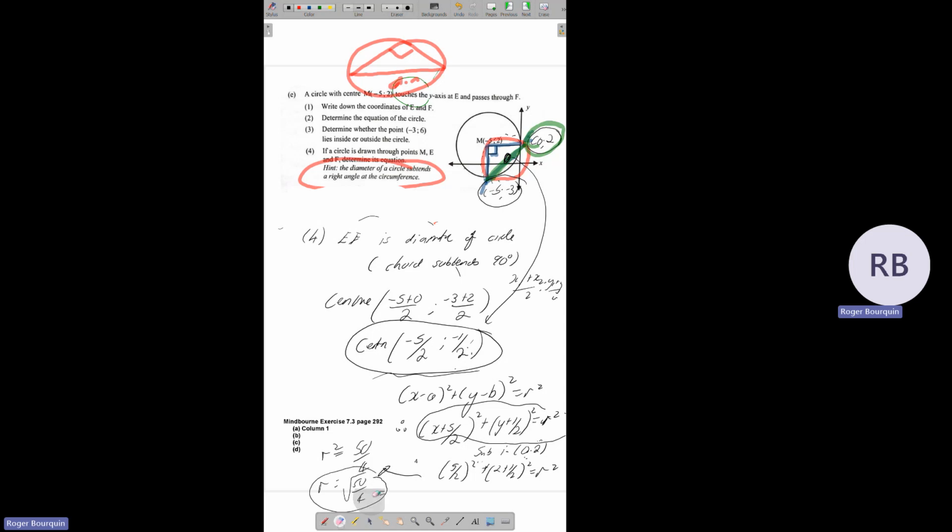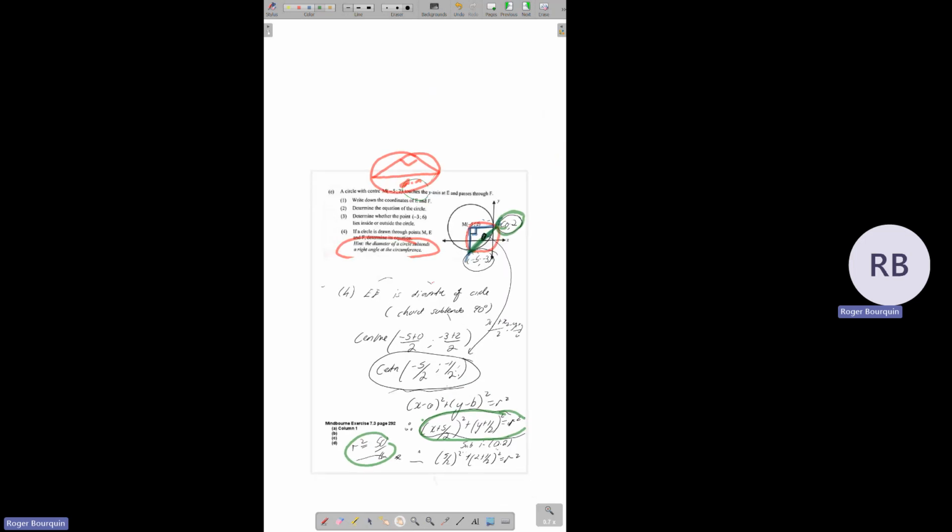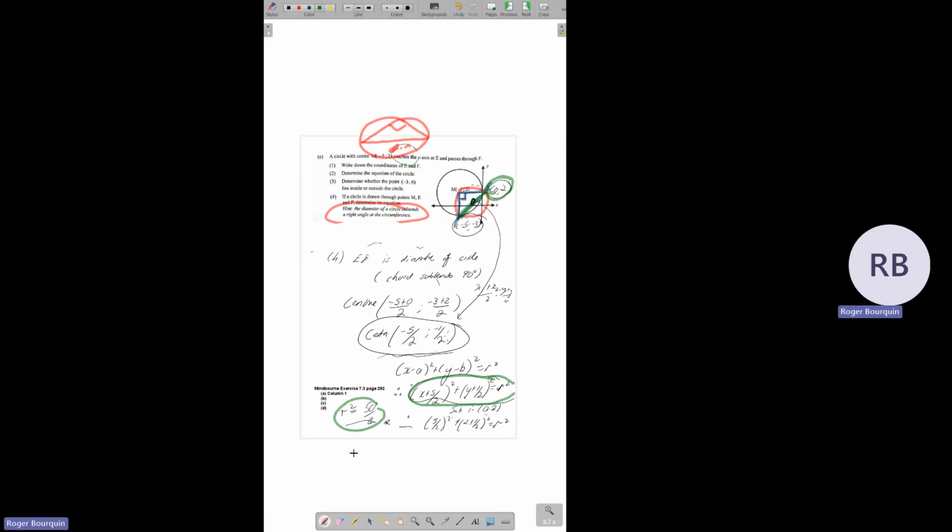We actually don't need r, because the question said what's the equation. So I've got r squared is 50 over 4. So if I go back to this thing over here, I had x plus 5 over 2 squared plus y plus a half squared is equal to r squared. Now I know r squared is 50 over 4. So the equation becomes x plus 5 over 2 squared plus y plus a half squared is equal to 50 over 4.